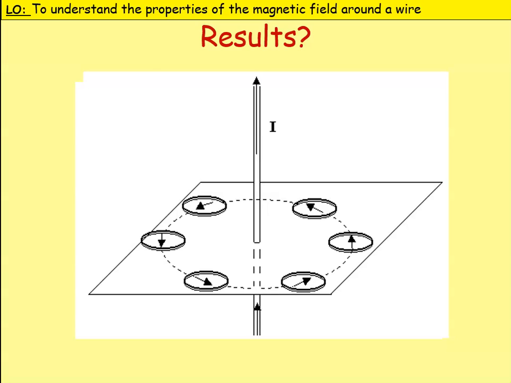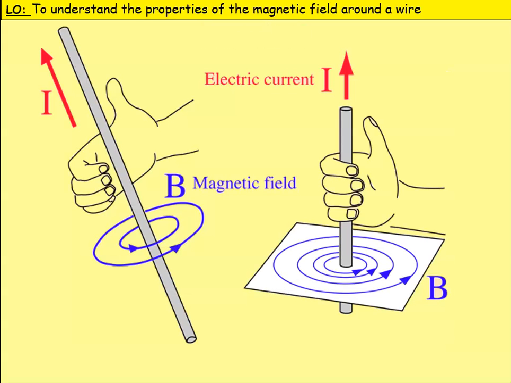This tells us that when I put a current through a piece of wire, I induce a magnetic field around that wire. The shape of that magnetic field is circular, as we can see from these diagrams. So we get a circular magnetic field around that wire, getting weaker as it gets further away from the wire.